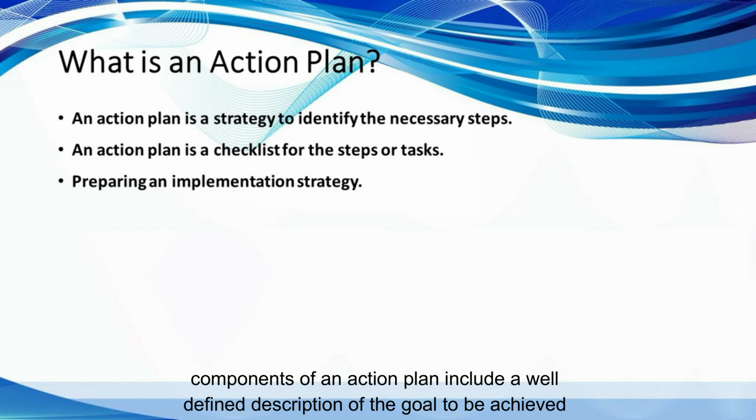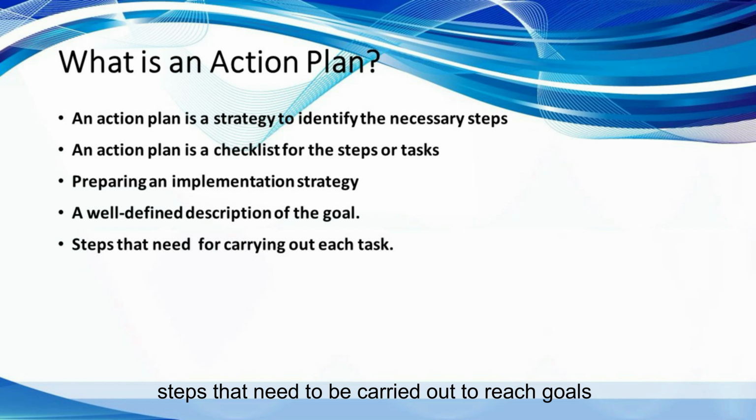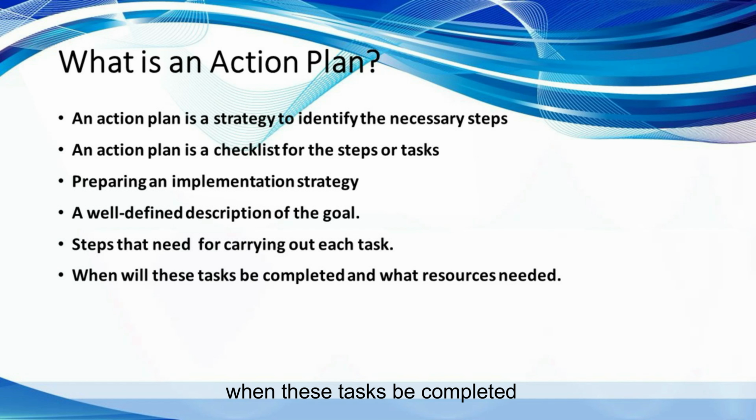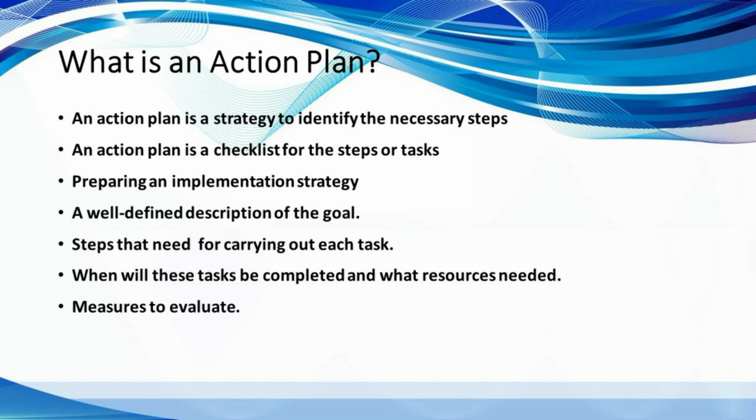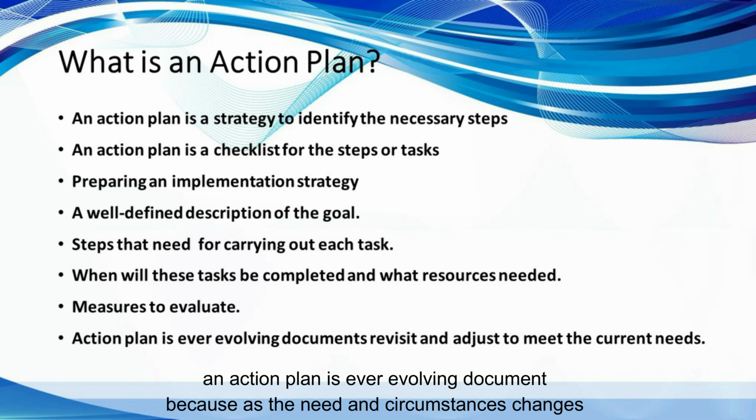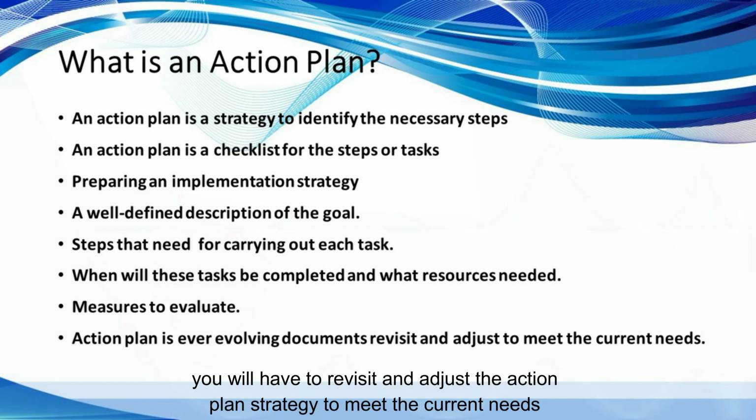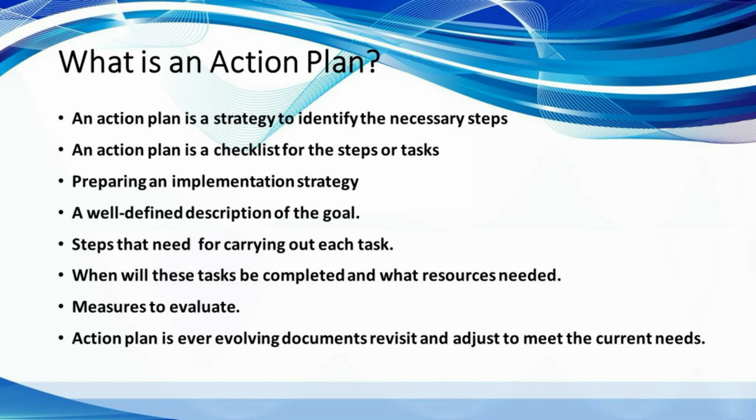Components of an action plan include a well-defined description of the goal to be achieved, steps that need to be carried out to reach goals, people who will oversee carrying out each task, when each task will be completed, resources needed to complete the task, and measures to evaluate progress. An action plan is an ever-evolving document because as the needs and circumstances change, you will have to revisit and adjust the action plan strategy to meet the current needs.